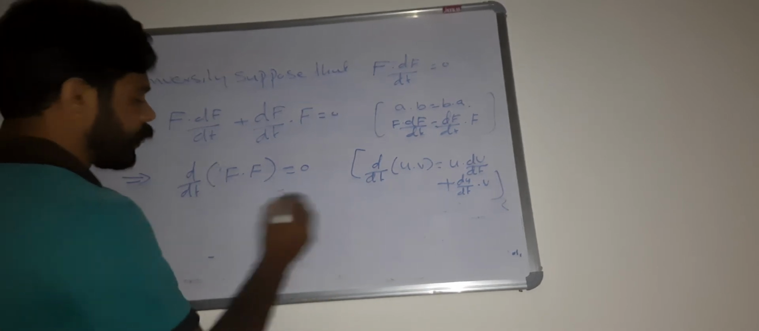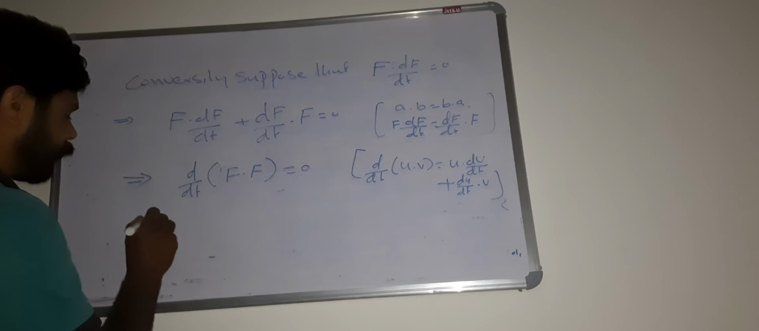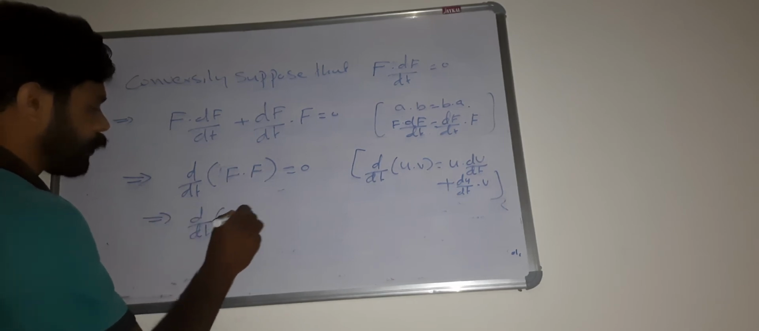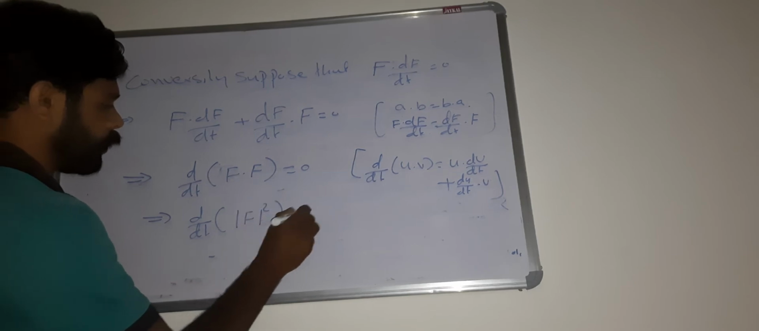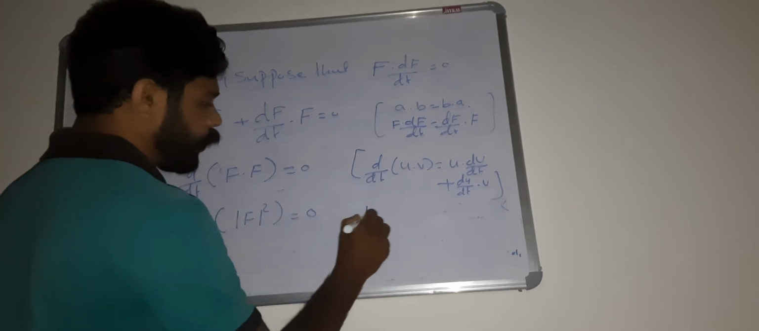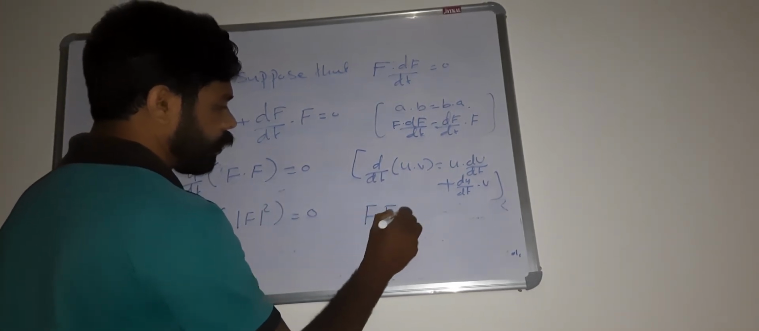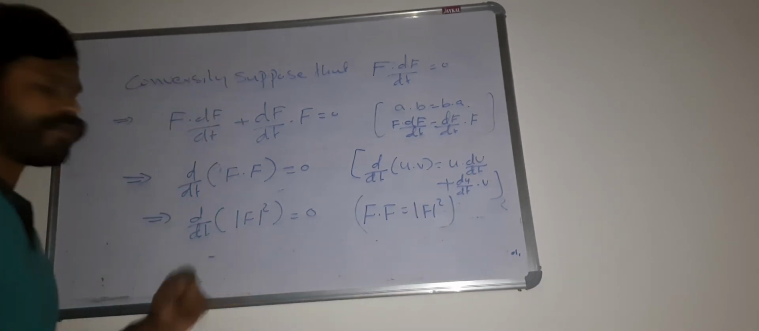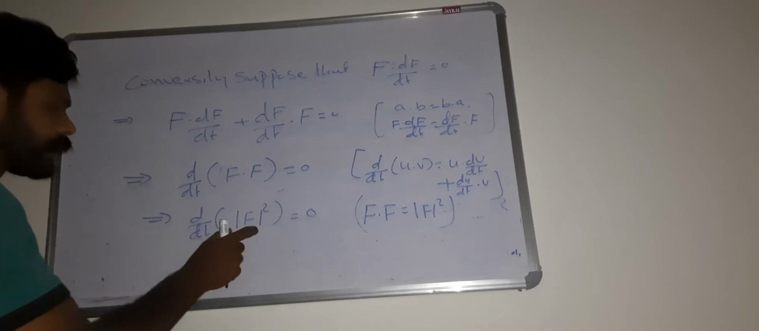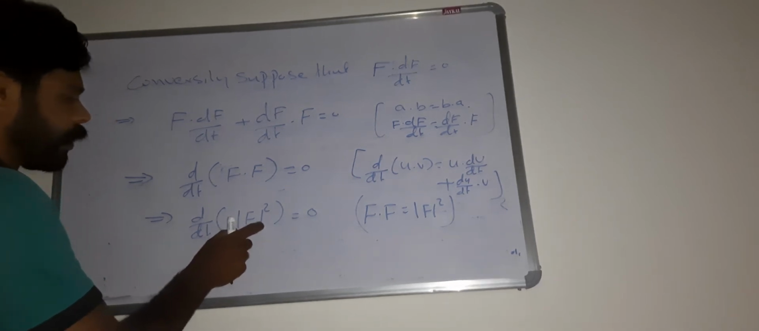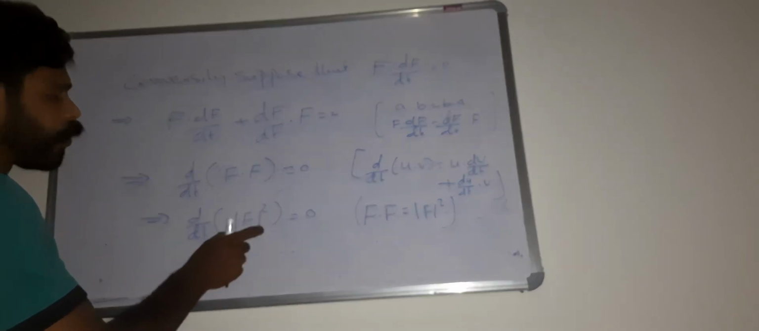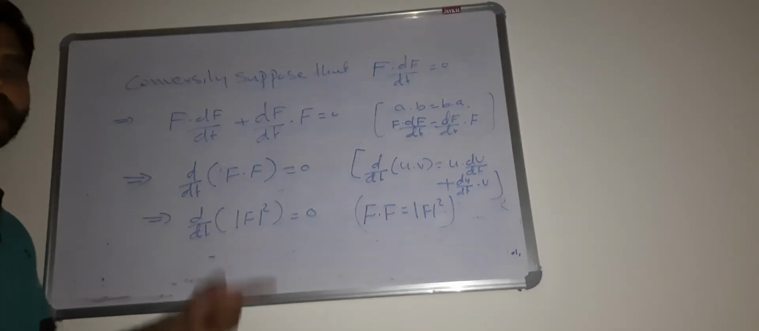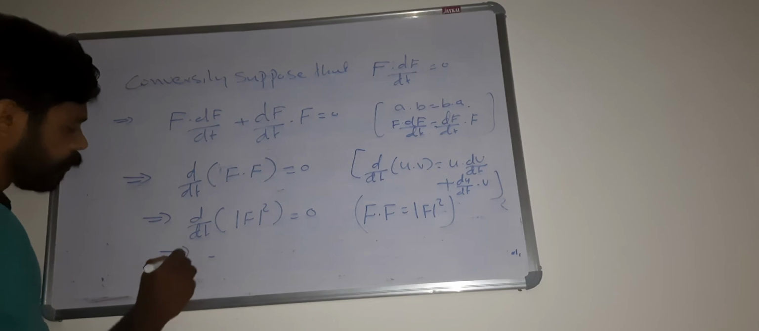നേരത്തെ പറഞ്ഞു f dot f എന്ന് പറഞ്ഞാൽ മാഗ്നിറ്റ്യൂഡ് ഓഫ് f square ആണ്. d by dt of mod f square equal to 0. mod f square എന്ന് പറഞ്ഞാൽ റിയൽ വാല്യൂഡ് ഫംഗ്ഷൻ ആണ്. ഒരു റിയൽ വാല്യൂഡ് ഫംഗ്ഷന്റെ ഡെറിവേറ്റീവ് 0 ആണെങ്കിൽ എന്തായിരിക്കും? കോൺസ്റ്റന്റ് ആയിരിക്കും.